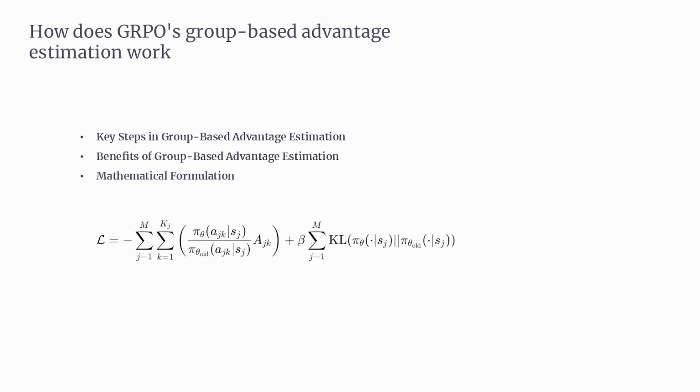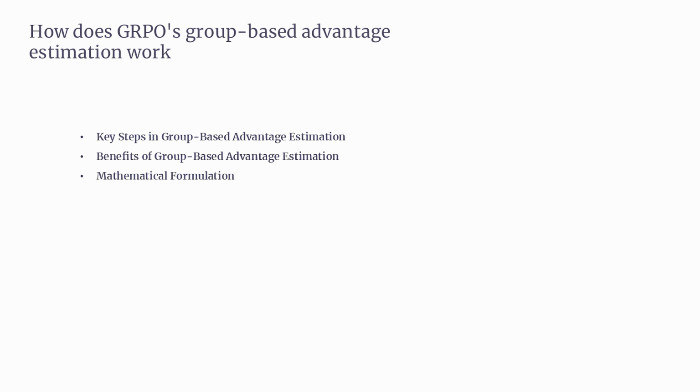In summary, GRPO's group-based advantage estimation is an efficient method that simplifies the calculation of advantages, reduces memory usage, and aligns well with reward models. These characteristics make it an excellent approach for training large language models as it results in more stable, efficient, and cost-effective training.